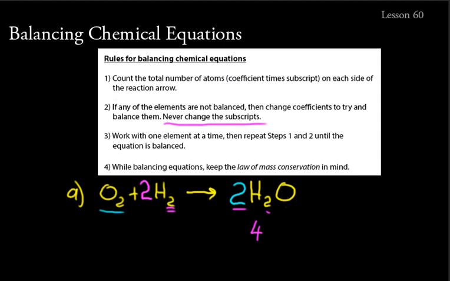And so now we have 2 times 2 is 4 hydrogens on the left, and then 2 times 2 is 4 on the right. Check the oxygen again, and we're looking at step 4 as well while we do this. Keep the law of mass conservation in mind. Basically that just says you can't create or destroy mass, material, stuff. I mean, logically that makes sense, right?